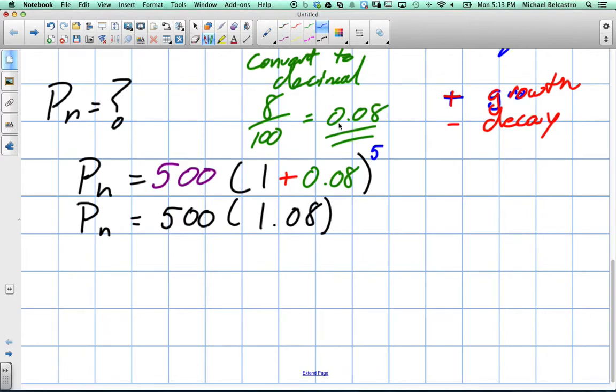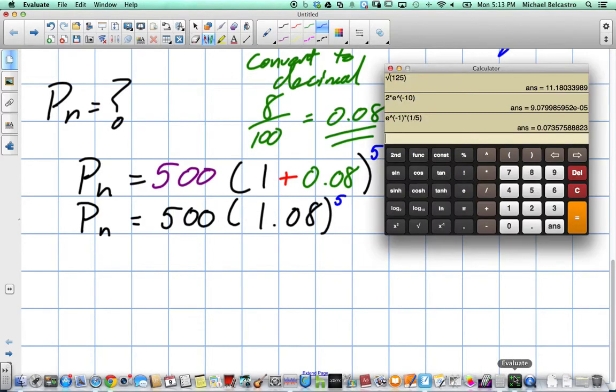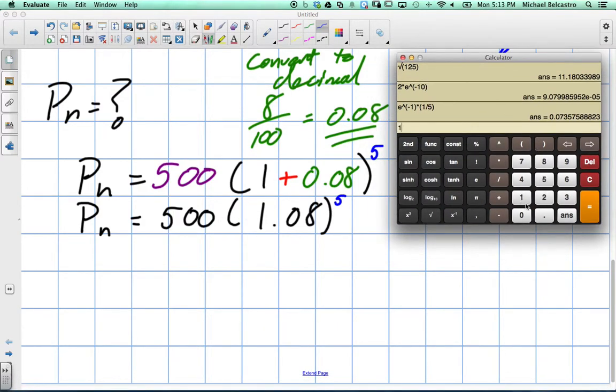And then it's to the power of 5. Because we do exponents before we do multiplication, we can probably do it in one step, but we'll do it step by step. 1.08 to the power of 5 is equal to a huge number, so I'm not going to write it down. Instead I'm going to multiply it by 500, which is the next step. Because we're growing, our answer should be greater than 500. If it's not, we know we've made some error somewhere. And it is.